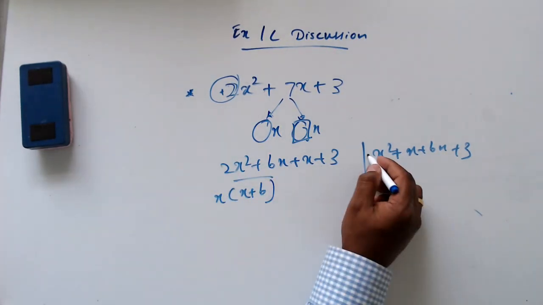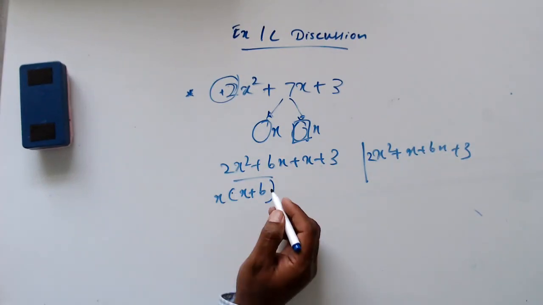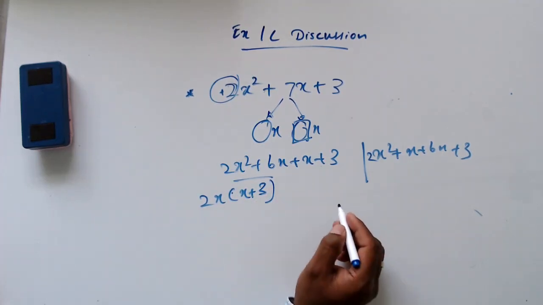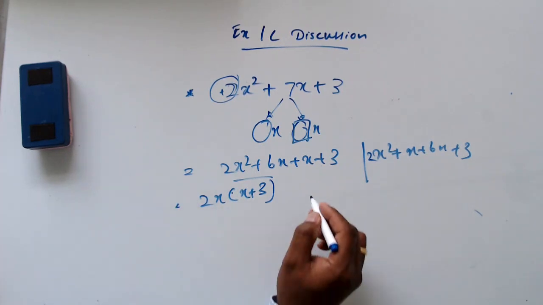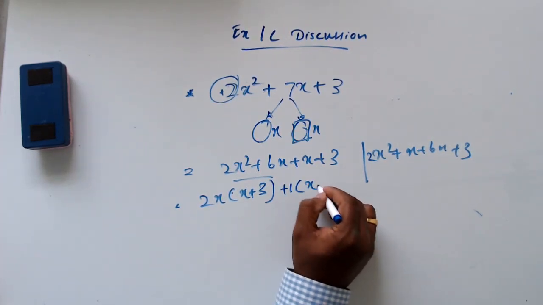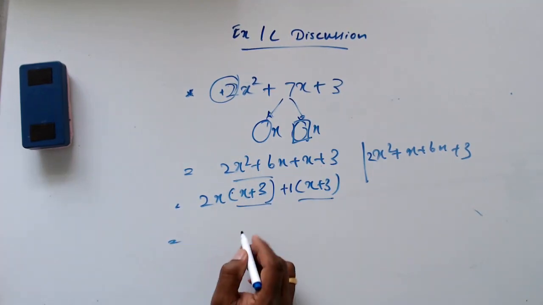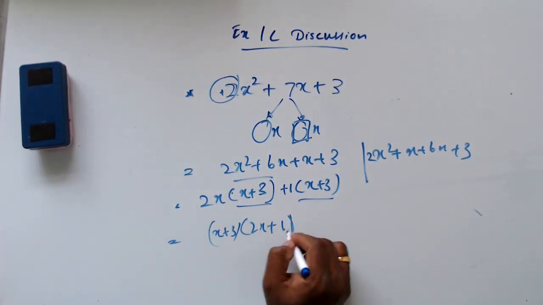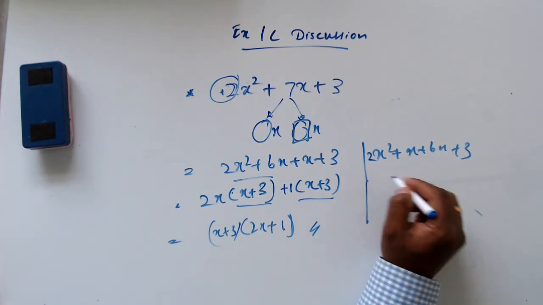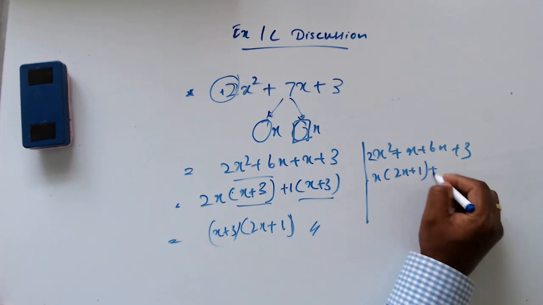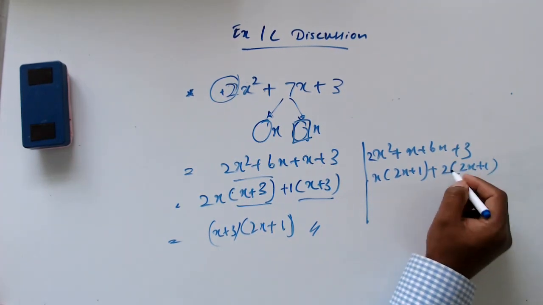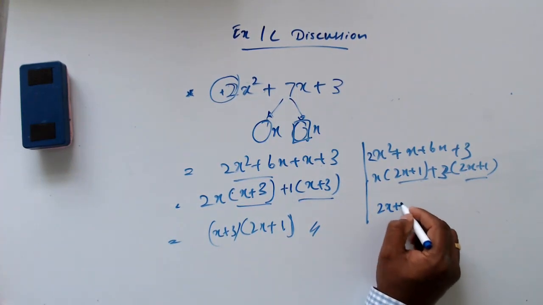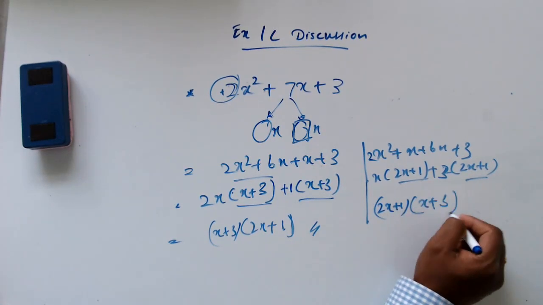so this is 2x square. When you take 2x out, you can see x plus 3, and you can take plus 1 here, you can see x plus 3. x plus 3 is common, so I take x plus 3 out, then 2x remains here and plus 1 remaining here. Here also the same, you can take x out, then 2x plus 1, and you can take plus 3 out, then 2x plus 1 is common. When you take 2x plus 1 out, x remains and plus 3 is remaining.